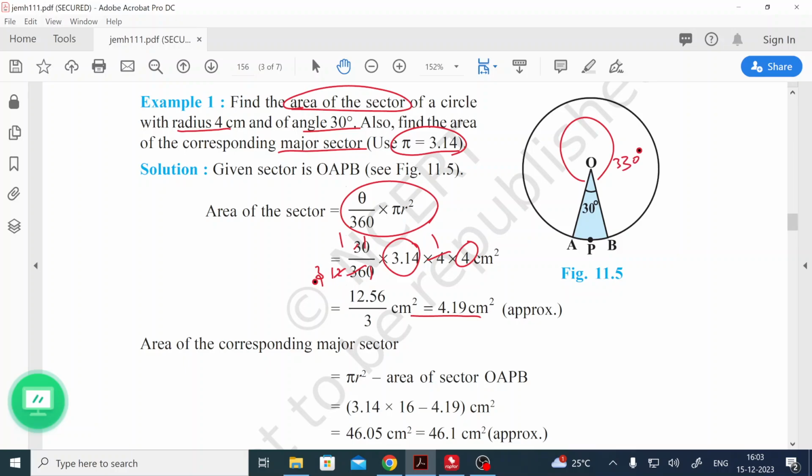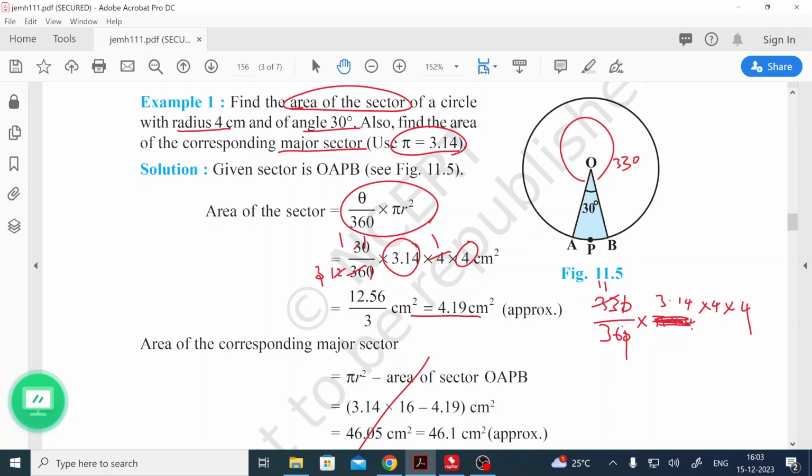330. You do not need to remember an extra formula. You do not need to remember to subtract this and all. You go with the same formula: 330 divided by 360 multiplied by pi r square. R value is what? 4, sorry. Pi is 3.14. 4 into 4. Same pi r square formula you apply. 0, 0 cancel. Third table.